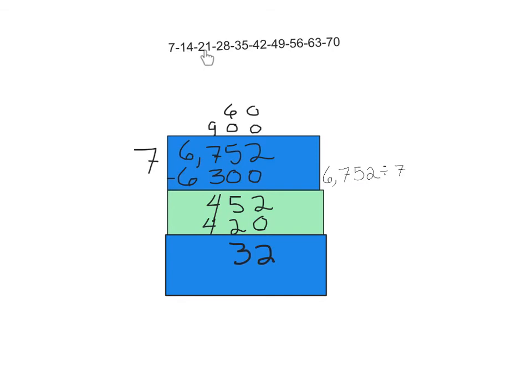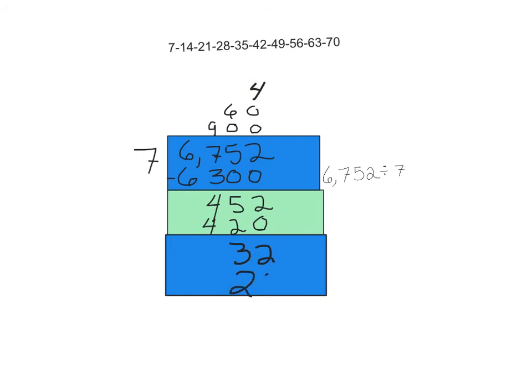7, 14, 21, 28, 35 is too much, so I'm going to come back here. That means I'm multiplying by 1, 2, 3, and 4. So I'll plug a 4 right in there. Bam. And 4 times 7 will give me the 28. So I'll drop the 28 there.